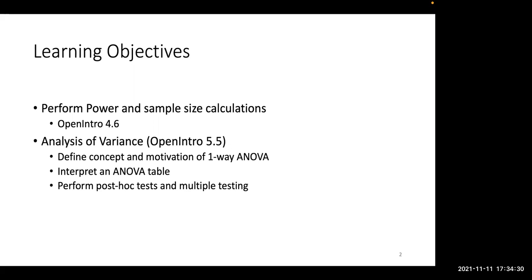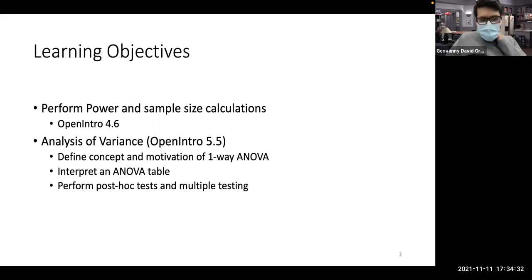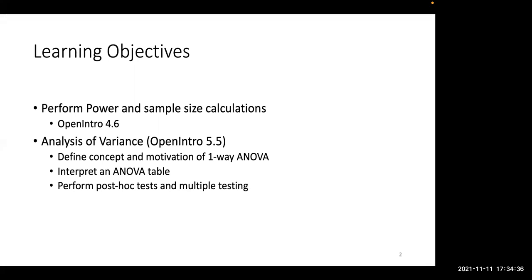We will do analysis of variance, talking about the concept and the motivation of a simple one-way ANOVA. We will not talk about two-way or more-way ANOVAs, but there are ways that you can take more than just one parameter into account and conduct multi-level analysis of variance. We will also discuss the interpretation of an ANOVA table. I will talk about post-hoc testing.